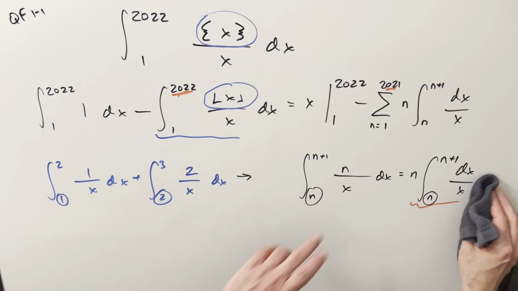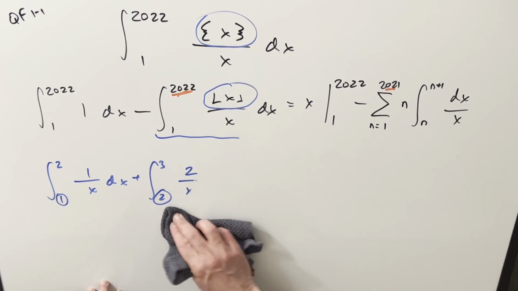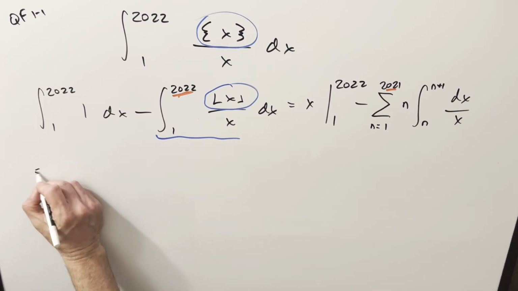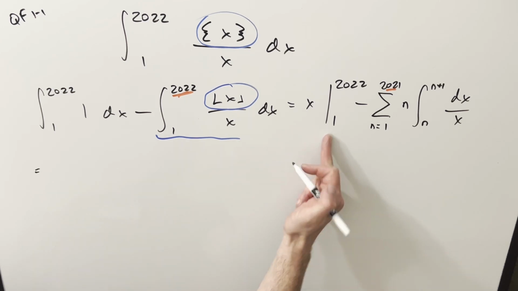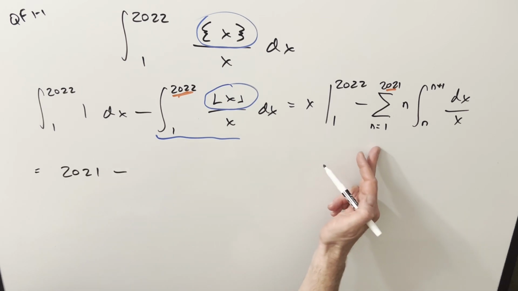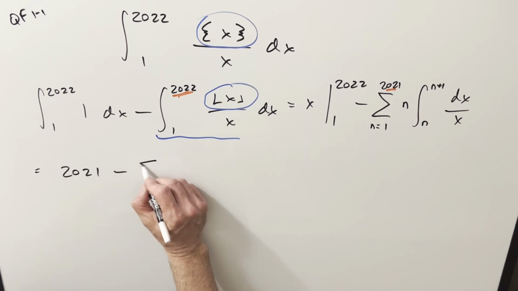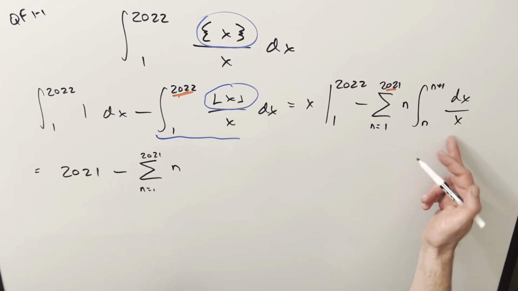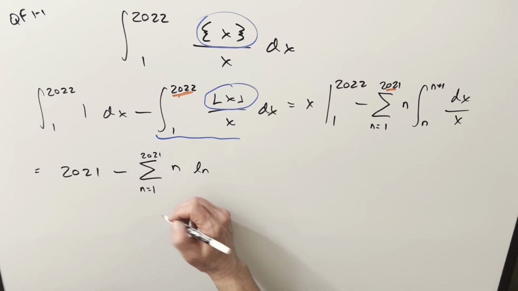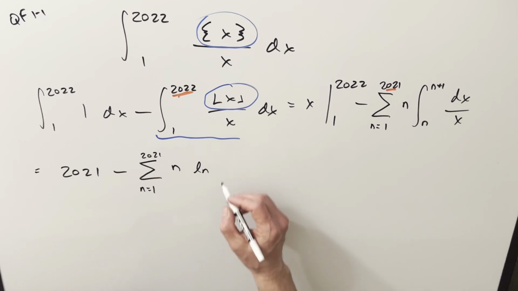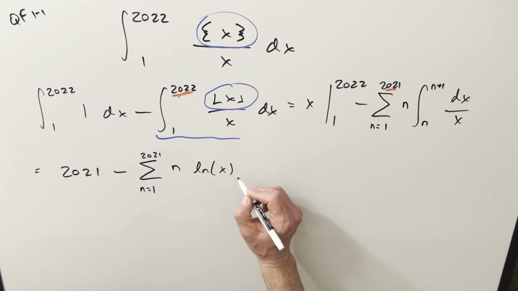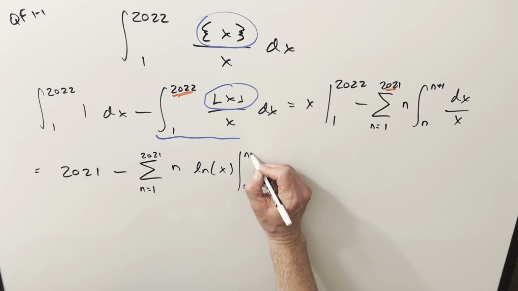Okay, so let me make a little space so we can finish this off, or get close to finishing it off, I guess. So now this part's easy. We're just plugging in 2022 minus 1, which is just going to be 2021 here, minus this sum, but we can actually just integrate this. So we'll bring the sum out front. And then for this integral, this is just going to be natural log. I'll drop the absolute value because the n values are always positive, so we don't need absolute value on it. And then it's just natural log x from n to n plus 1.